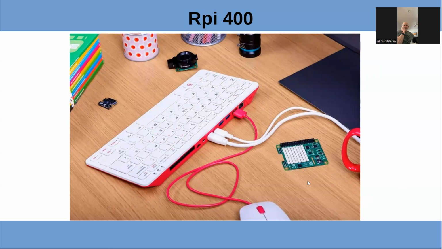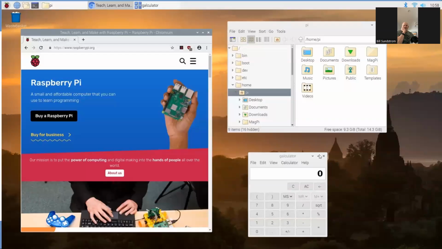Oh, and this little board in the picture is the Astro Hat that I mentioned before. It has this LED display and the gyros and accelerometers and all that stuff, and it's a very small board. I should have brought one of those.